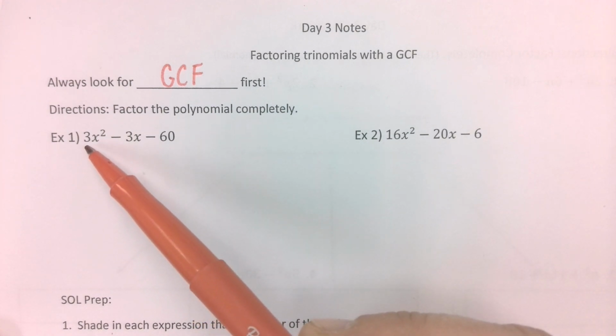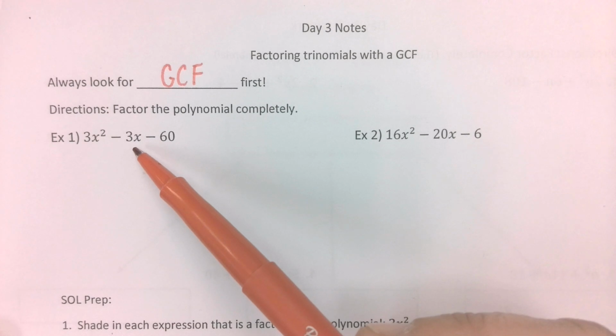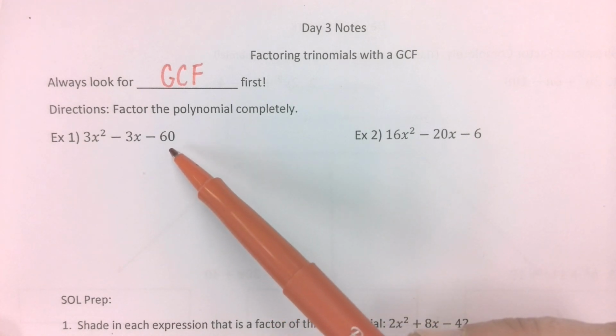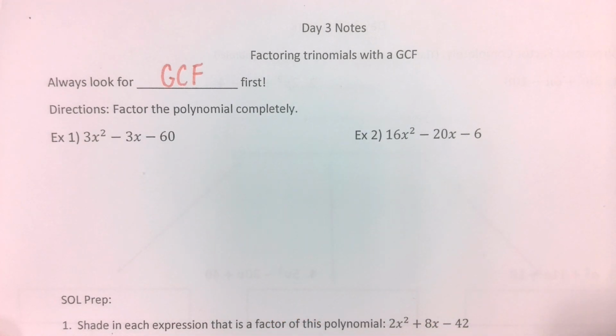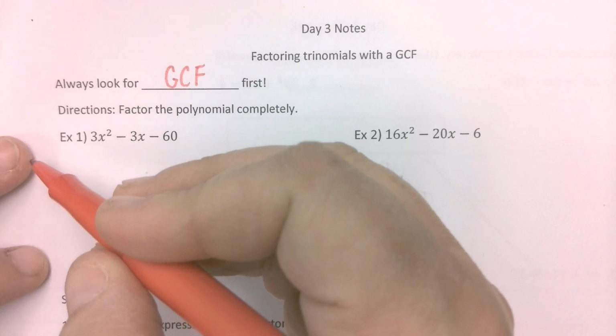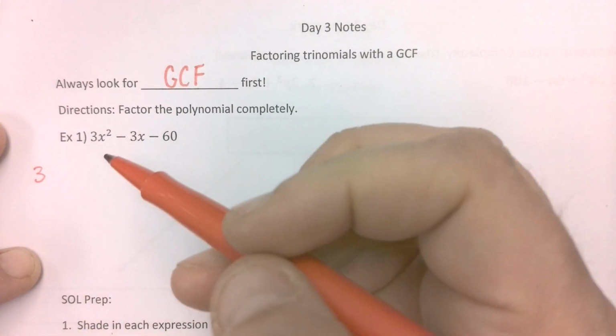And by looking, I can take a 3 from here, I could divide a 3 from here, and I could divide out a 3 from here. If you see at the beginning of a trinomial problem that there is a term in common, then you need to take that term out at the beginning.